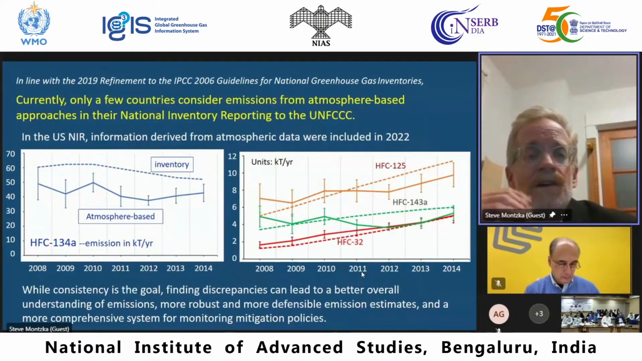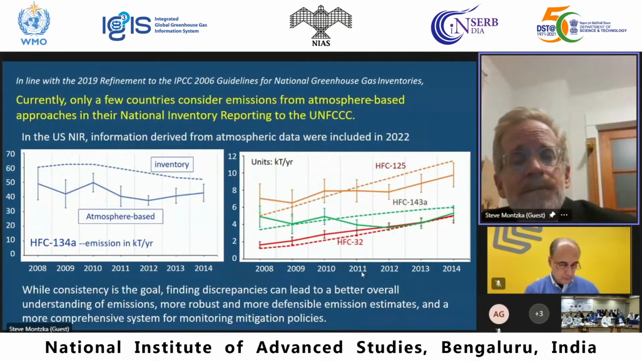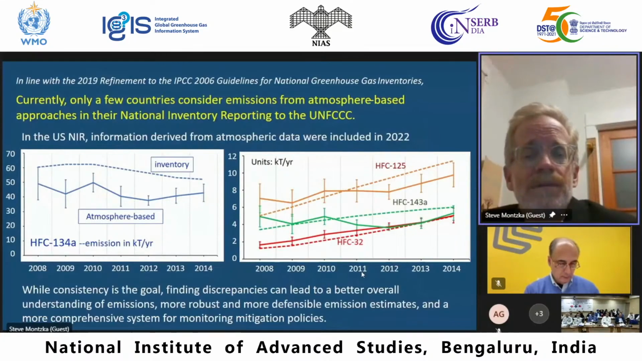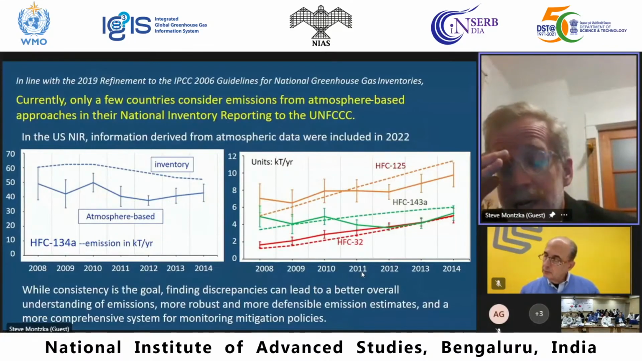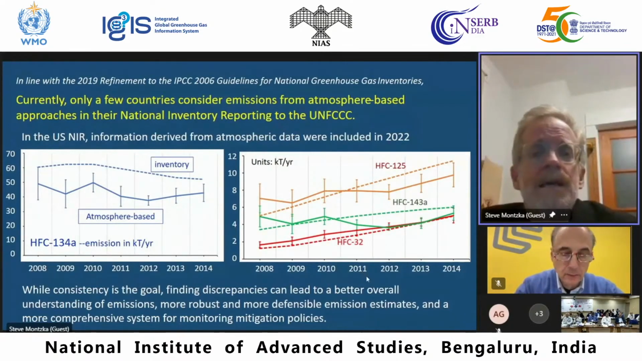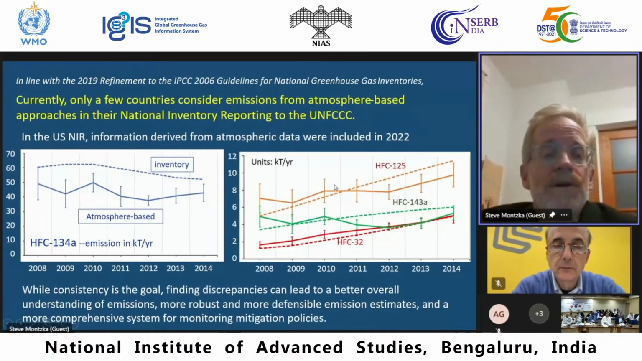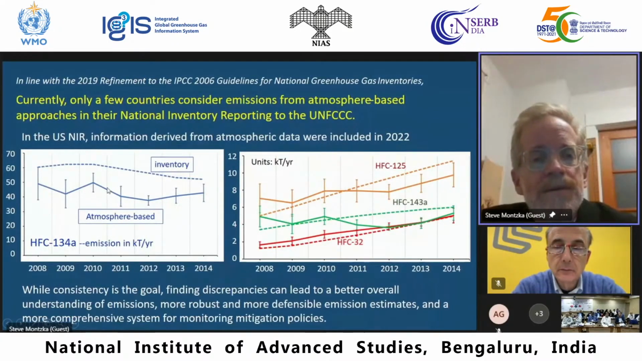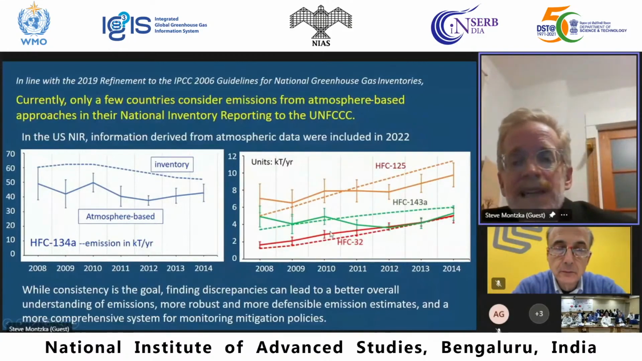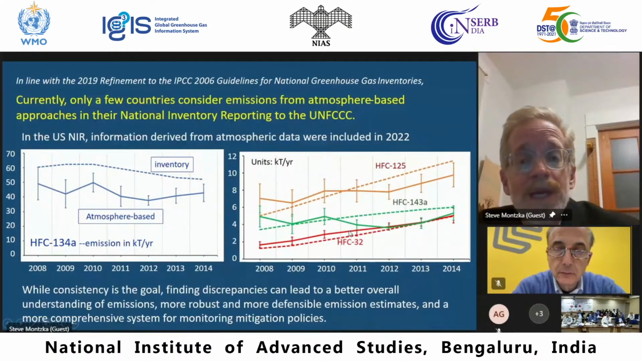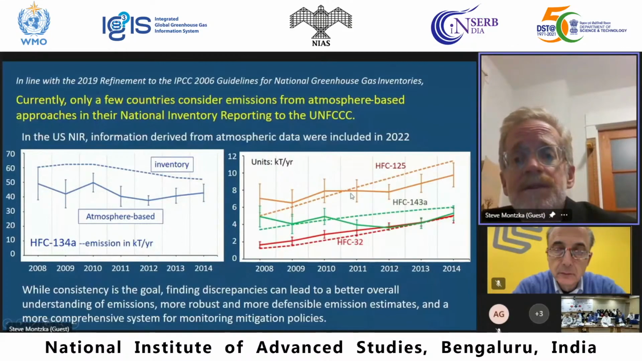Now, there are only a few countries that currently include emissions from atmospheric-based approaches in the National Inventory reporting, and we were fortunate enough to be invited to do that by the EPA in the 2022 National Inventory reporting, and we did that for four HFCs. HFC-134a is on the left panel here, the atmospheric-based results are in solid lines, and the inventory is in the dashed line. And for the three lesser abundant or lesser emitted HFCs, we can see that there are some nice consistencies for some chemicals, but not for all of them.